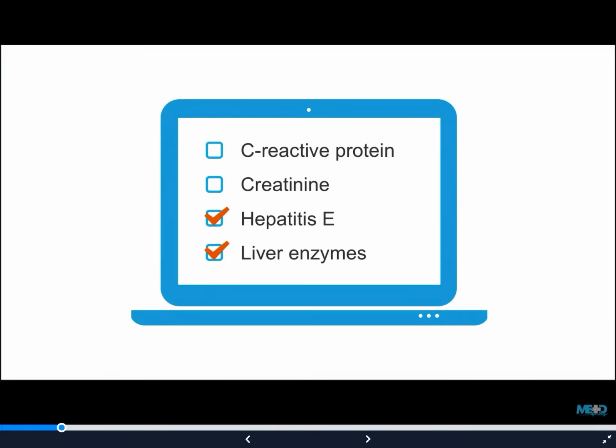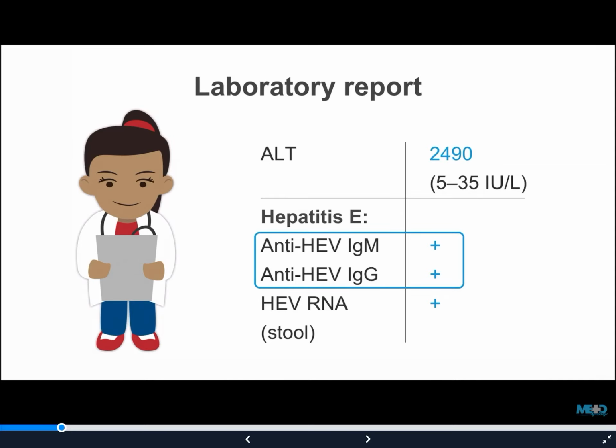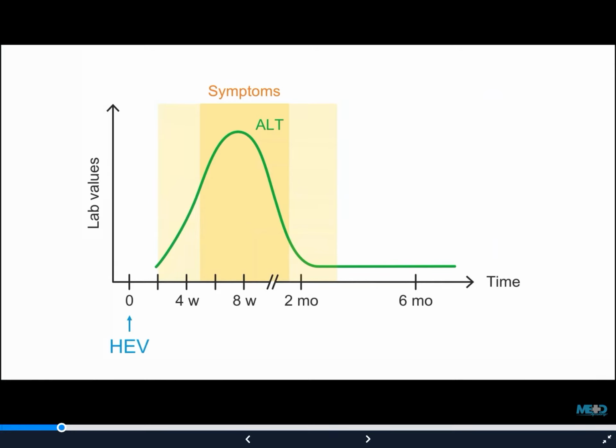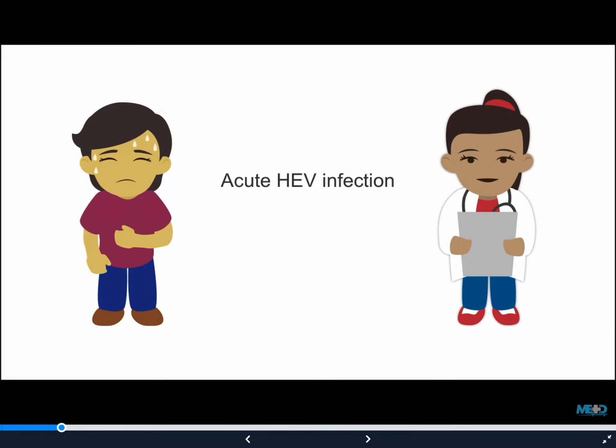Let's order lab tests. In Hannah's lab report, we can see that her liver enzyme function is significantly elevated. Furthermore, her hepatitis E tests are positive. Hepatitis E RNA is also detectable. So what's your diagnosis? Hannah has no history of immunosuppression. So let's take a look back at the graphic dealing with immunocompetent patients. Her ALT is very high, which signifies serious liver damage. Anti-HEV IgM and IgG are both positive, and we could detect RNA in Hannah's stool. Based on these results, we can conclude that Hannah is most likely in the early phase after infection. So Hannah is suffering from an acute hepatitis E infection.